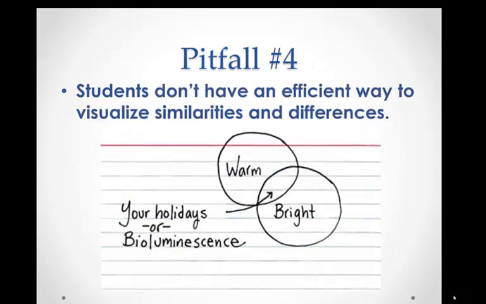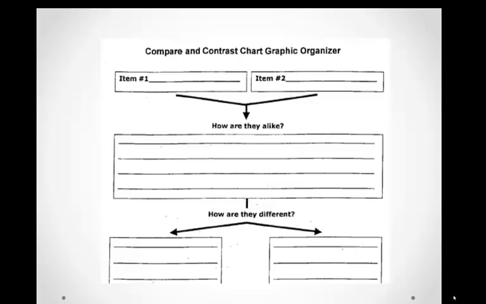Pitfall number 4, not having an efficient way to visualize the similarities and differences. Venn diagrams. Who doesn't remember and like the Venn diagram? The overlapping part of the 2 circles, excellent place to put those similarities. But if you have 2 topics that share a lot of similarities, there's just not a whole lot of room to write there. Here's the graphic organizer I came across, and I thought this was great.